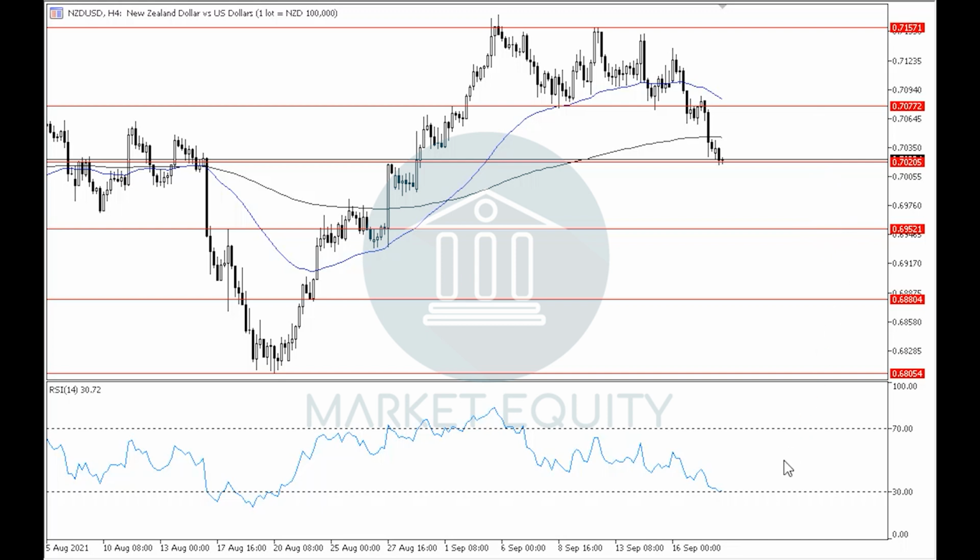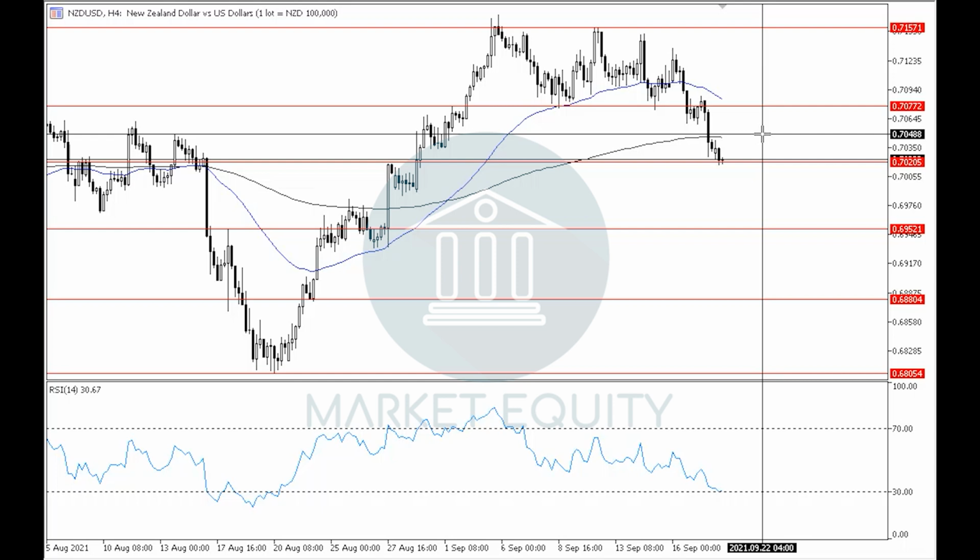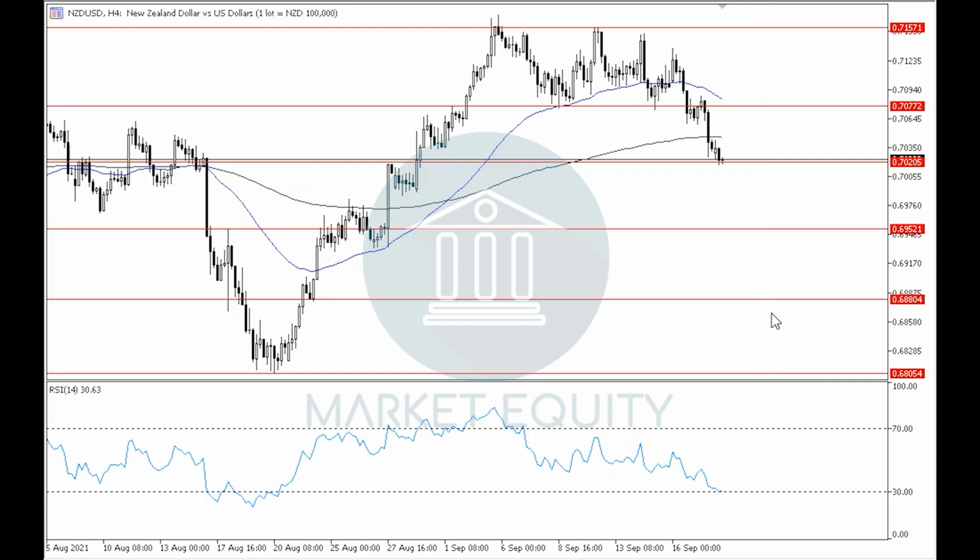If we notice the RSI indicator in the 4-hour time frame, then we can see that by moving around level 30 near the oversold area, it supports the probability of rebounding upwards off of around the current levels to correct before continuing with the downtrend in the 4-hour time frame, which in this case might extend to retest around level 0.7050. That was it for the New Zealand dollar versus the US dollar.